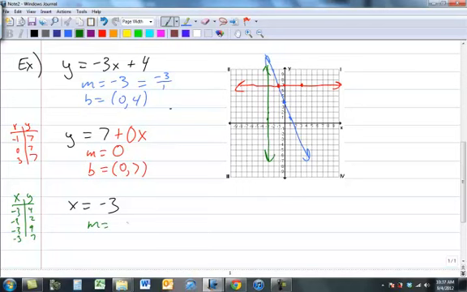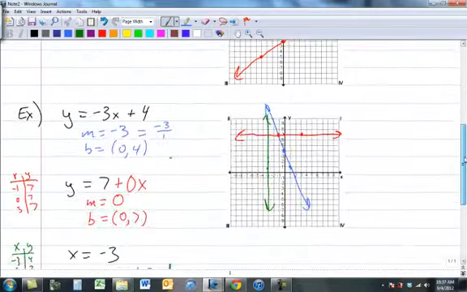So review of slope. What's the slope of a vertical line? Undefined. And the y-intercept? Where does this line cross the y-axis? It never does. Or not y, sorry, b. B does not exist for a vertical line. It does not have a y-intercept.